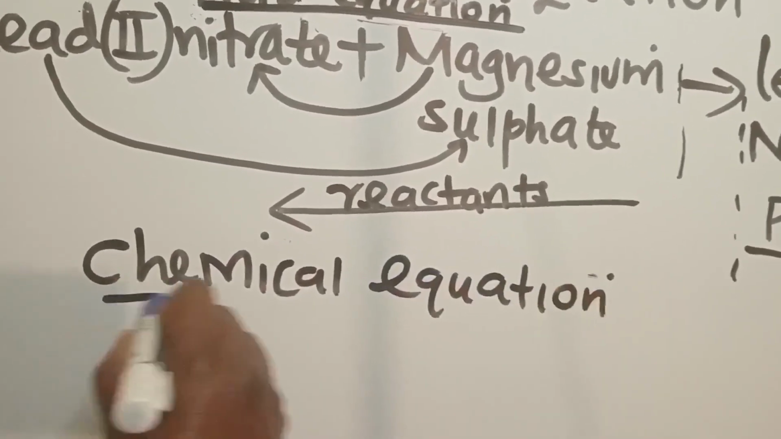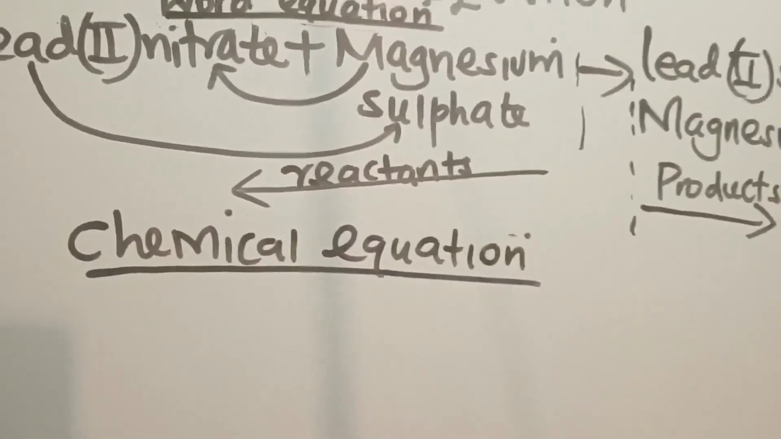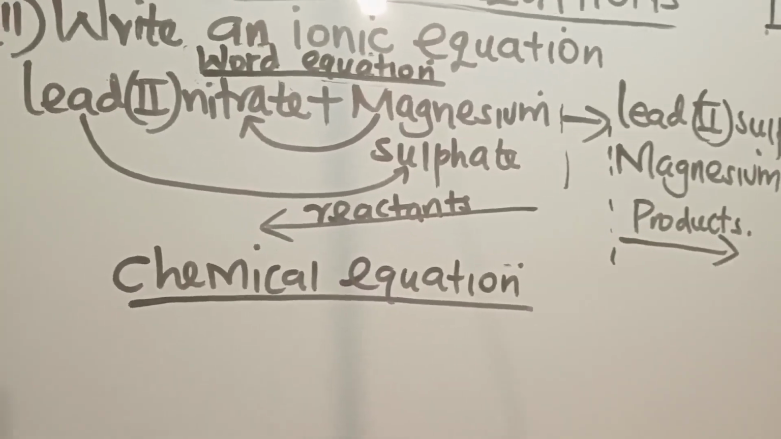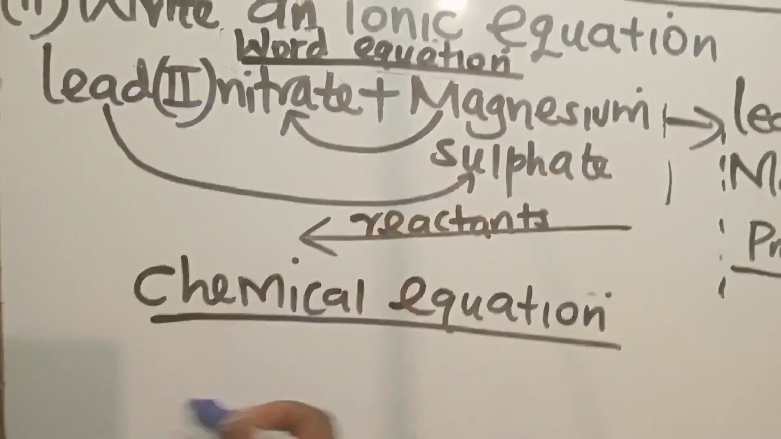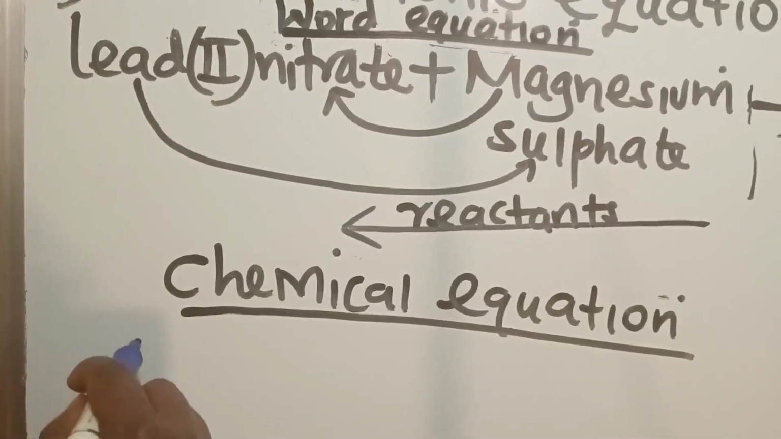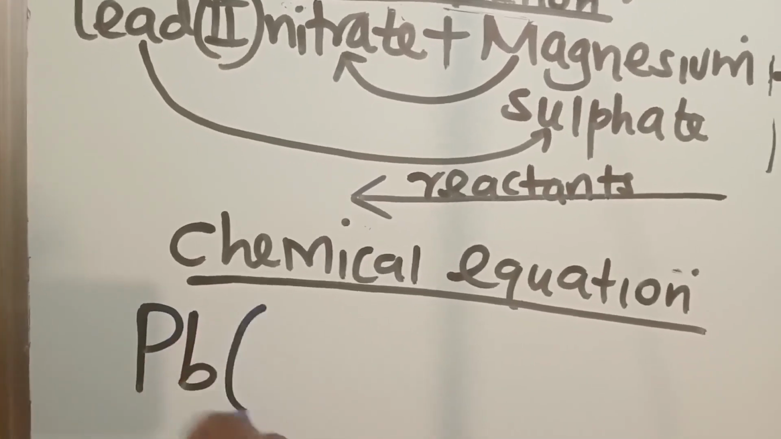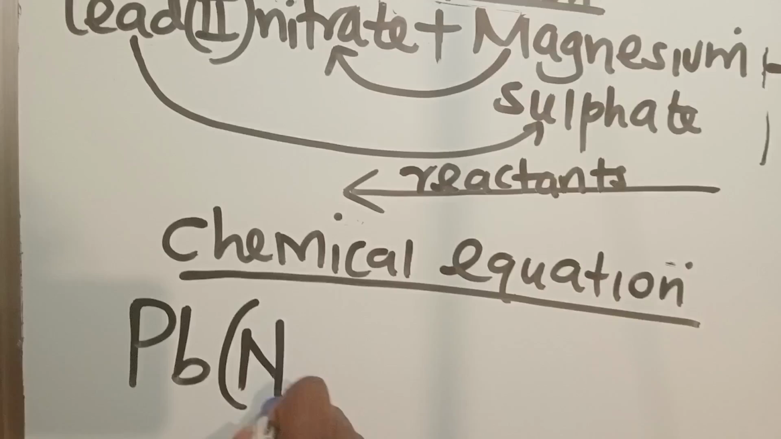Here is where we use the chemical symbols for all the reactants and all the products. And we begin with lead 2 nitrate. So we have Pb, and then the nitrate.